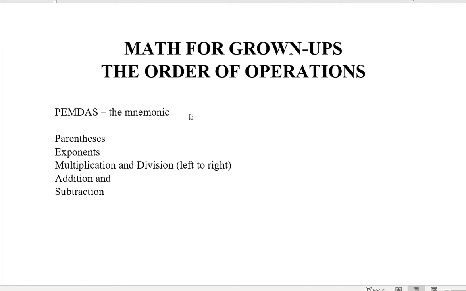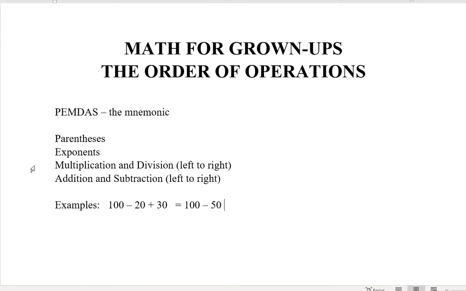And same thing with addition and subtraction, they are essentially the same thing. Now these bad teachers are telling you that if you do like 100 minus 20 plus 30 equals 100 minus 50, right? The bad teachers say, oh, you do addition before you do subtraction because A comes before S in the mnemonic PEMDAS. And so they say 100 minus 50 equals 50. This is so wrong.